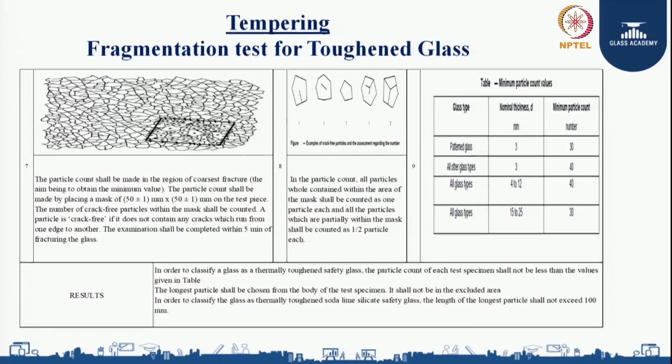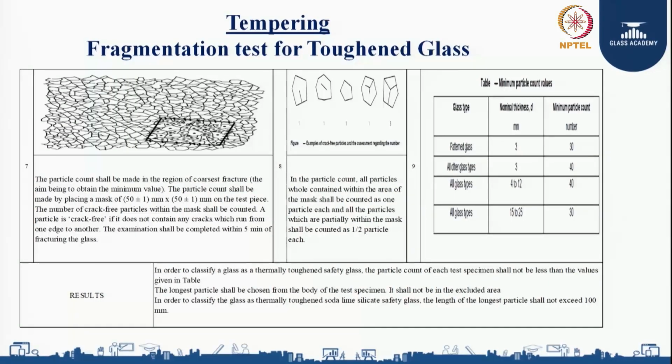In the particle count, all the particles wholly contained within the area of the mask shall be counted as one particle, and all the particles which are partially within the mask shall be counted as half particle. So at the time of counting, if I get any particle which is half in the masking area and half in the outer area, I should be calculating that particular particle as half particle.